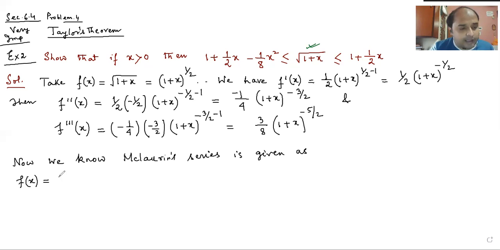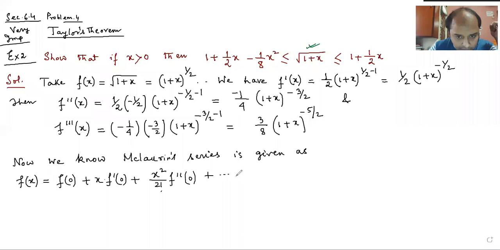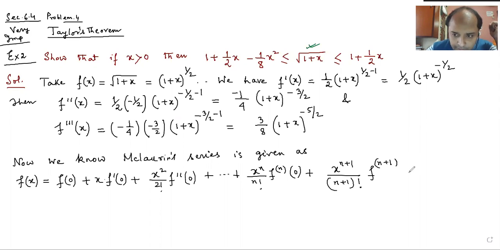So we have f(0) plus x into f'(0) plus x squared by 2 factorial f''(0) plus dot dot dot plus x to the power n by n factorial f^(n)(0) plus x to the power n plus 1 by n plus 1 factorial f^(n+1)(θx). That is my formula, and now I'm going to substitute the values over here.